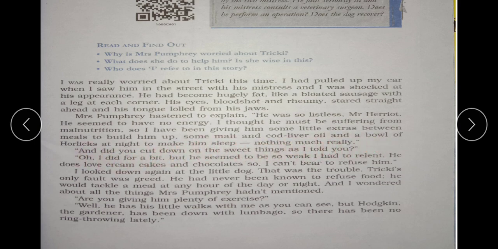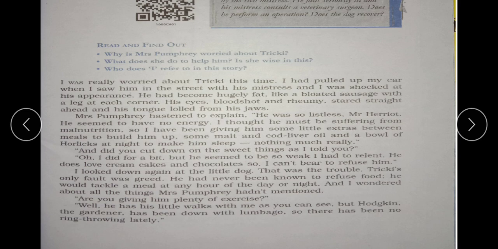Nothing much really. So when the doctor stopped at Mrs. Pumphrey, she explained to the doctor that the dog was very listless. That means very tired. He was lacking energy. And Mr. Harriet is the name of the veterinary doctor. So the mistress mentioned that he was very listless. That means he was very unhealthy. He was not feeling well, and the dog seemed to have no energy. So the mistress thought that he was suffering from malnutrition. So she started giving him extras in between the meals.